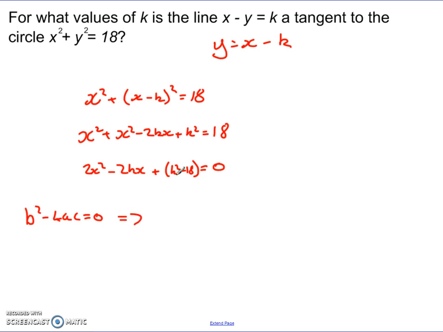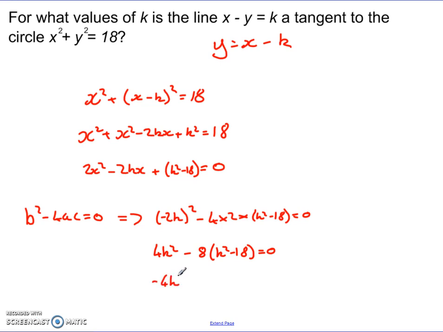So when I substitute in the values, I'll get an equation and I have to find the solutions for k where it equals 0. So b squared, so that's (negative 2k) squared, take away 4 times 2 times (k squared minus 18) equals 0. That's what I'm trying to solve. So (negative 2k) all squared gives me 4k squared, and then it's take away 8 (k squared minus 18) equals 0. Multiply this one out and simplify it. I get 4k squared take away 8k squared, so I get negative 4k squared plus, well, 8 times 18 is 144, and that equals 0.